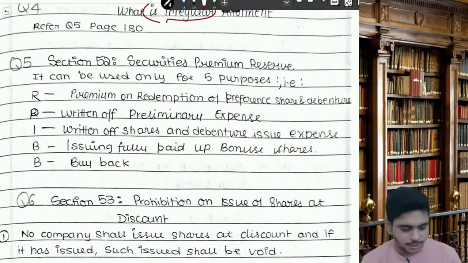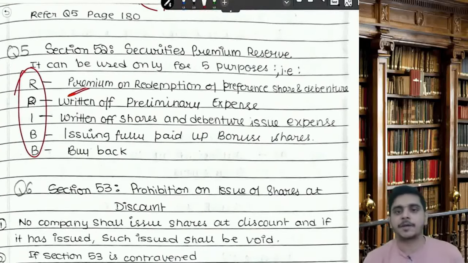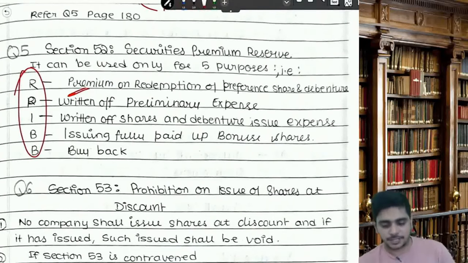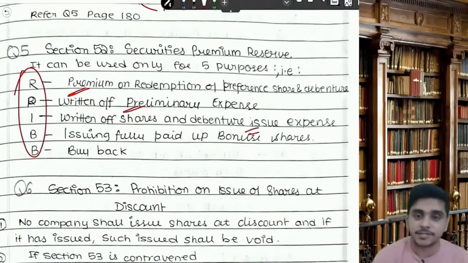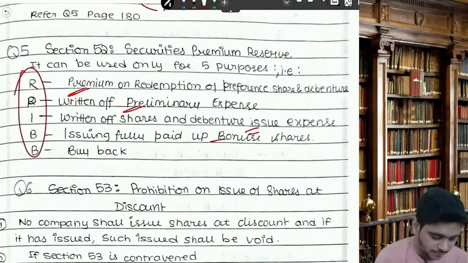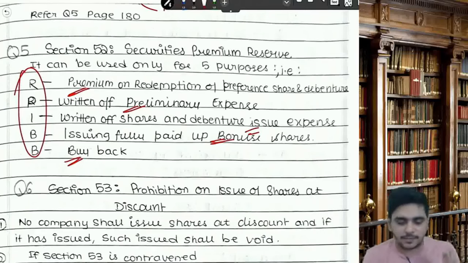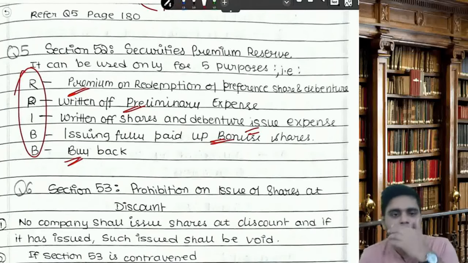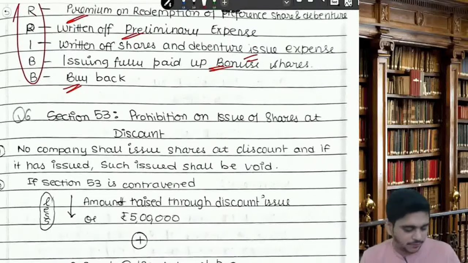Now, section number 52, securities premium. RP is BB. Sir, sec prem can be used only for five purposes. R: premium on redemption of preference shares and debentures. P: writing off premium expenses. I: writing off share and debenture issue expenses. B: bonus shares. B: buyback of shares. Other than these five purposes, sec prem cannot be used anywhere. If the company has used sec prem for other than these five, then the company has contravened section number 52.